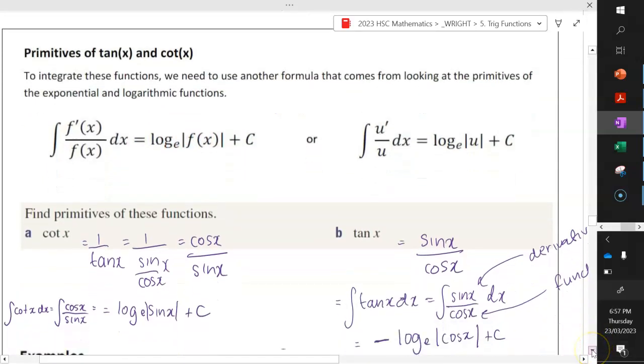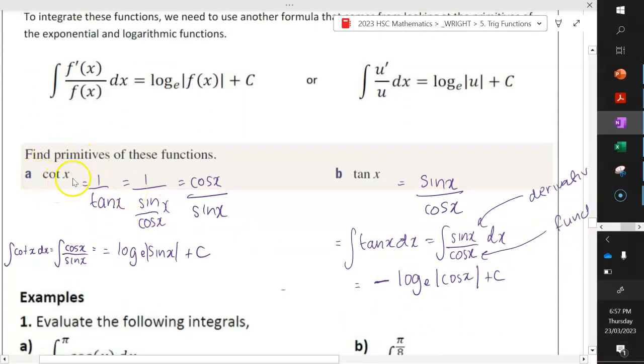So let's have a look down below. Now, remembering what cot is. Cot is 1 on tan. Tan is sine on cos. So cot is cos on sine.